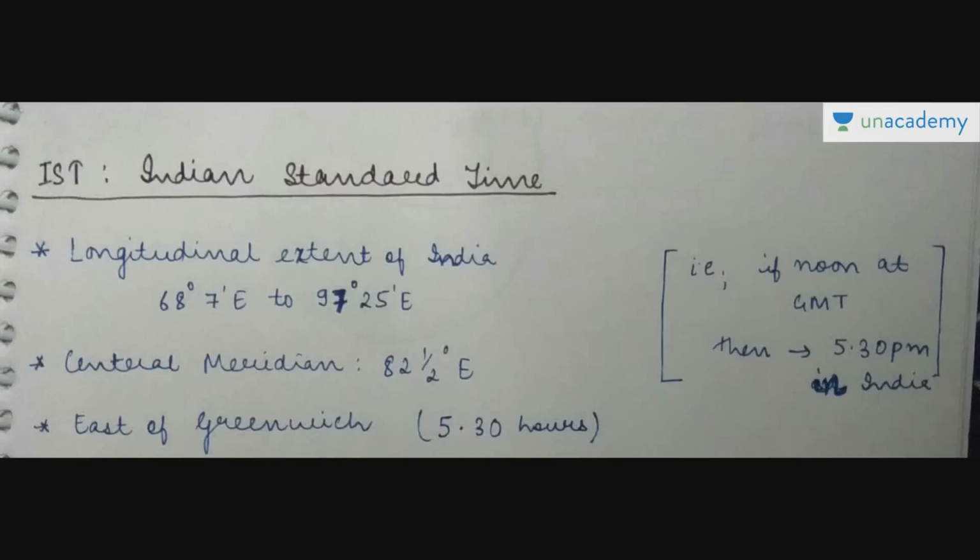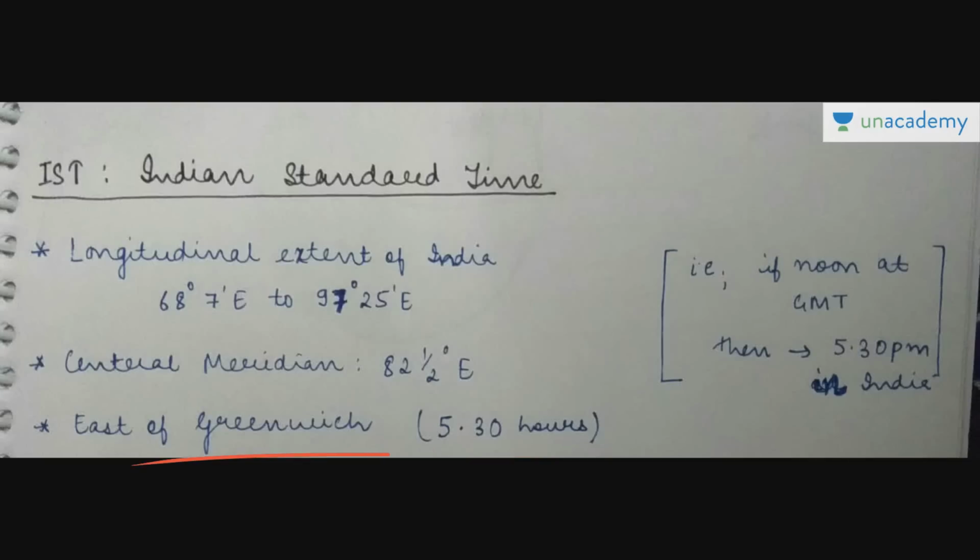Our longitudinal extent is 68 degree 7 minute east to 97 degree 25 minute east. So, we have taken a kind of middle meridian between these two extents. The central meridian comes out to be 82.5 degree east, which is the meridian used as Indian Standard Time. This is considered the central meridian, and it is east of Greenwich. Greenwich is here, 0 degree. So, this 82.5 degree east is 5 hours 30 minutes ahead of the Greenwich meridian time.